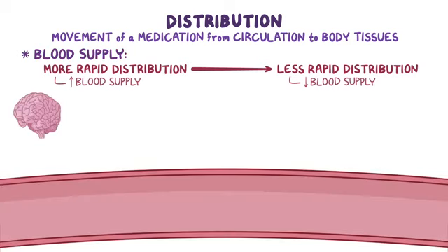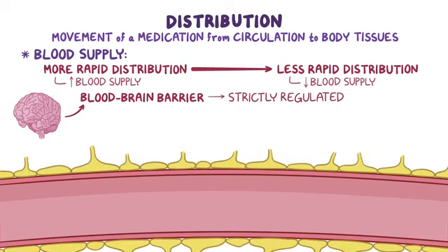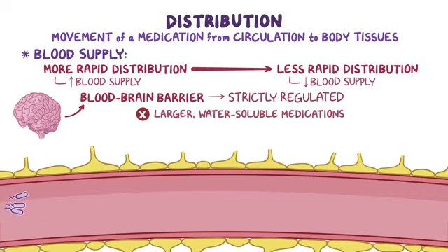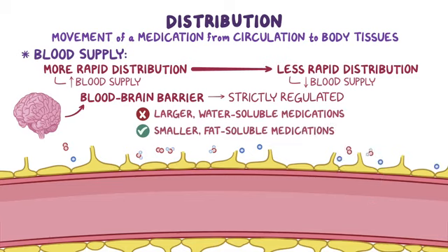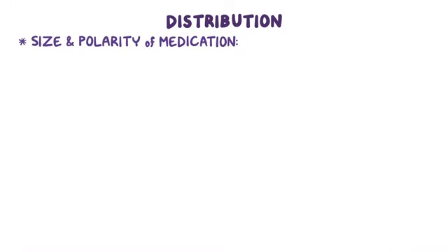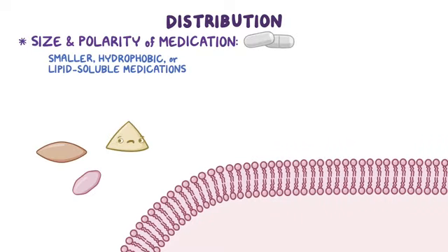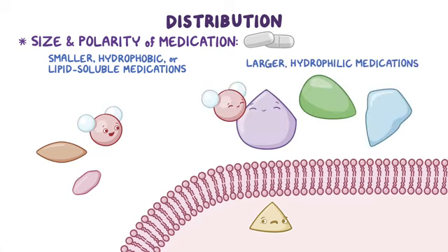But for any medication to enter the brain itself, it has to go through the so-called blood-brain barrier, which is strictly regulated. Think of the blood-brain barrier as the brain's bouncer, a highly selective membrane that turns away large, water-soluble medications that are floating around in the blood, while letting in smaller, fat-soluble medications. Similarly, the size and polarity of a medication affects its distribution. So in general, smaller, hydrophobic or lipid-soluble medications can easily cross through the lipid bilayer cell membranes, giving them an extra edge in distribution over large, hydrophilic or water-soluble medications.